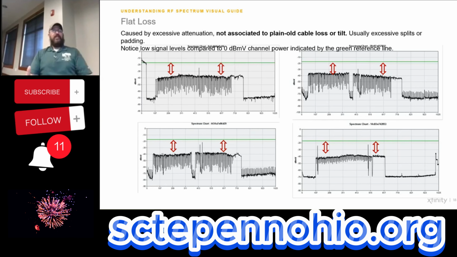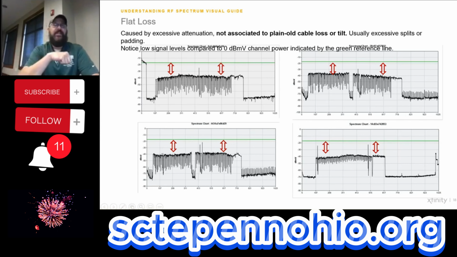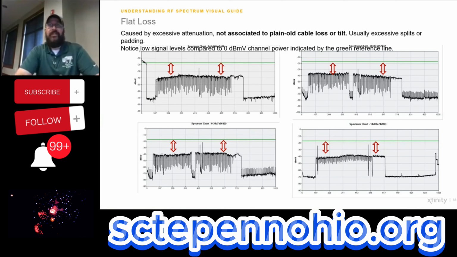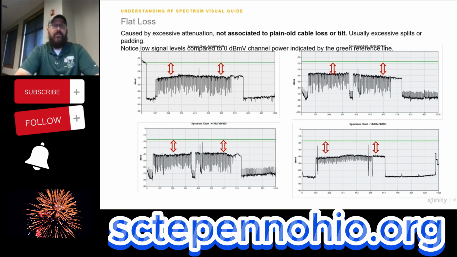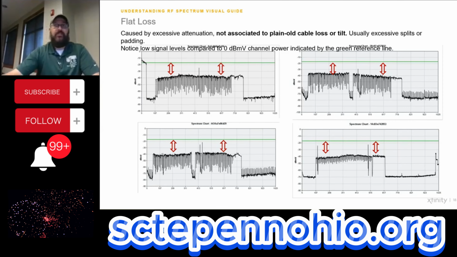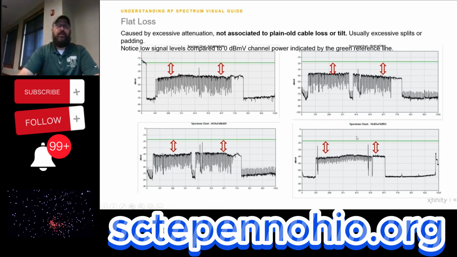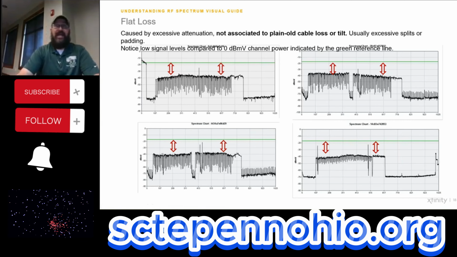So these devices have very low power, typically due to a couple of things. Excessive flat loss. They put a splitter in the house to hook up another outlet and decrease the power to a particular device, or they could have had an active device like a house amp that failed or came unplugged and is now providing excessive flat loss. So when you see something like this, it's not tilt or cable loss. This is excessive flat loss caused by something in the downstream path that is adding additional attenuation to the downstream.